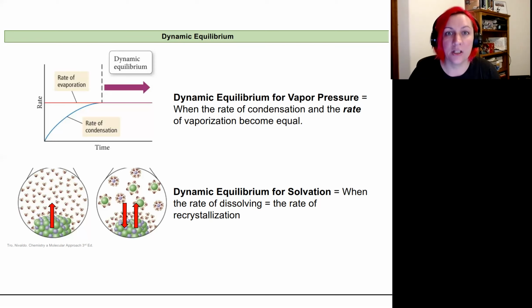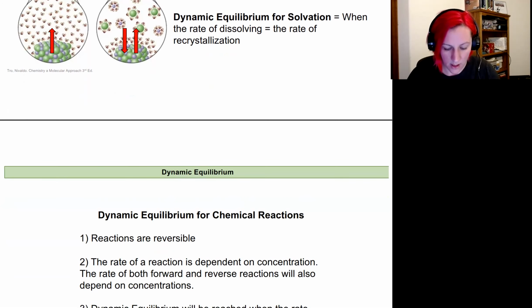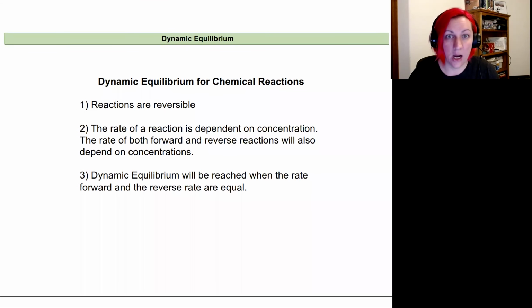And now we're going to apply dynamic equilibrium to a chemical reaction. Now, to do that, we are going to look at reactions that have to have a forward and a reverse. They have to have opposites occurring. And we're going to first look at reversible reactions, where we have a reaction happening in a forward direction, where our reactants collide and form products, but then also the reverse, where our products collide and form reactants.